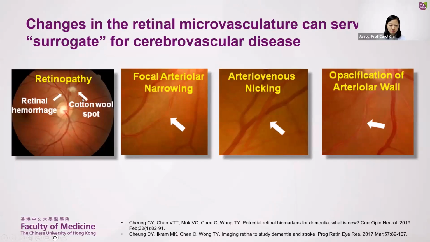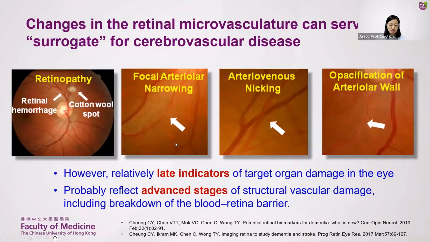Retinal fundus photography is the classic imaging technique to capture changes in the retinal vasculature. Qualitative retinal vascular changes include retinopathy signs, like retinal hemorrhage, cotton wool spots, focal artery narrowing, artery-vein nicking, and ossification of the arterial wall. It is noteworthy that these retinal signs are, however, relatively late indicators of target organ damage in the eye, and probably reflect later stages of structural vascular damage, including breakdown of the blood-retinal barrier.